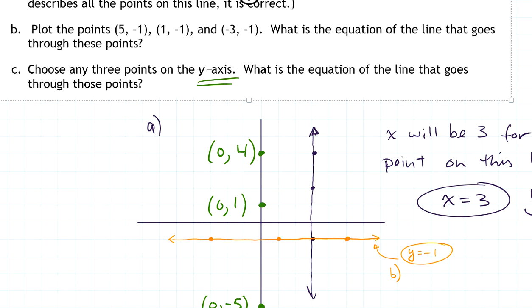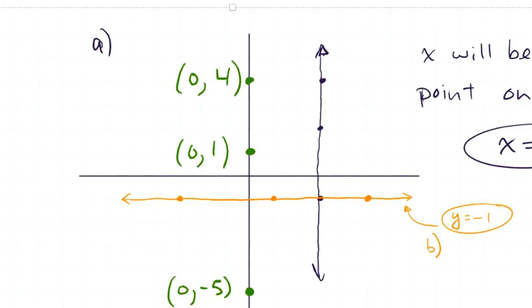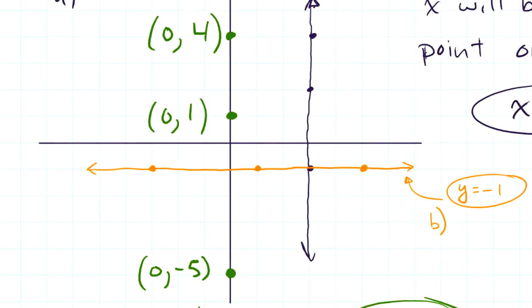Let's see. Part B says plot the points (5, -1), (1, -1), and (-3, -1). What is the equation of the line that goes through these points? So you can see I did that in orange right here, and those are the points they said. This is the point (5, -1), and this is the point (1, -1), and this is the point (-3, -1).